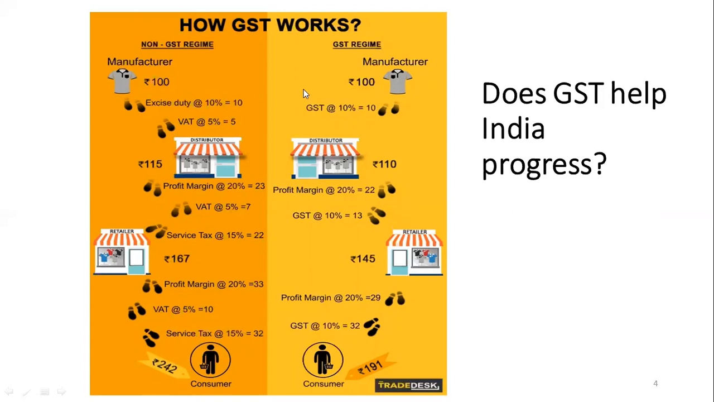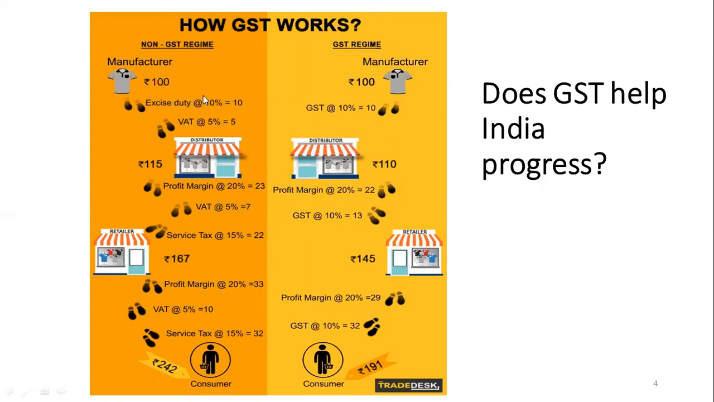Now look at what is happening in the GST design. The manufacturer's product cost is the same, rupees 100. We are assuming GST is 10%, so there is no excise and no VAT. So he's selling the product at rupees 110 to the distributor, the cost price. Then when the distributor is selling the product to the retailer, we have assumed the same profit margin, 20%, as previously. So now it's 20% profit margin, rupees 22, and the same GST of 10%, rupees 13. So he's selling the product to the retailer at rupees 145.